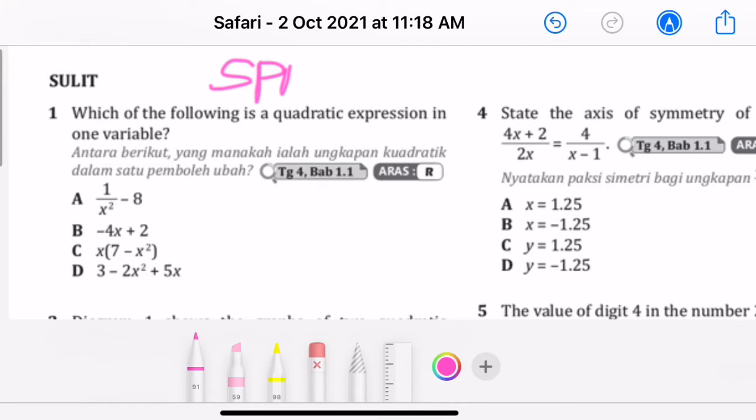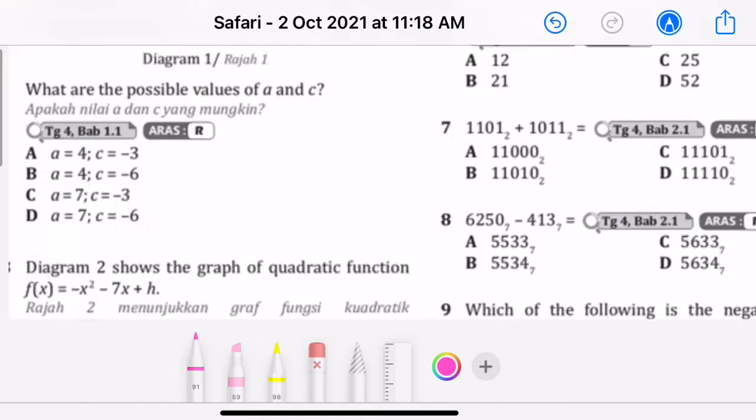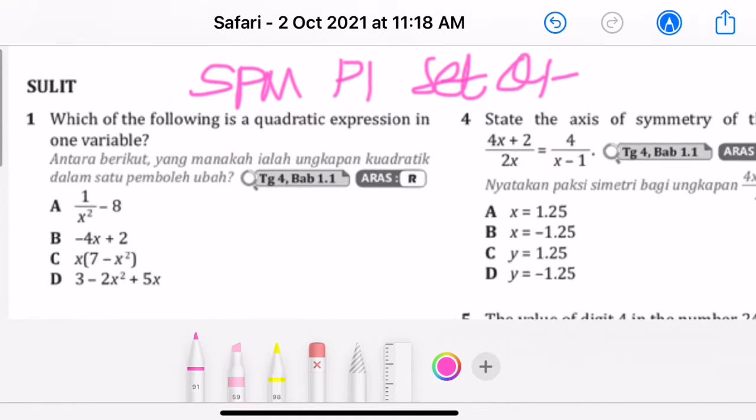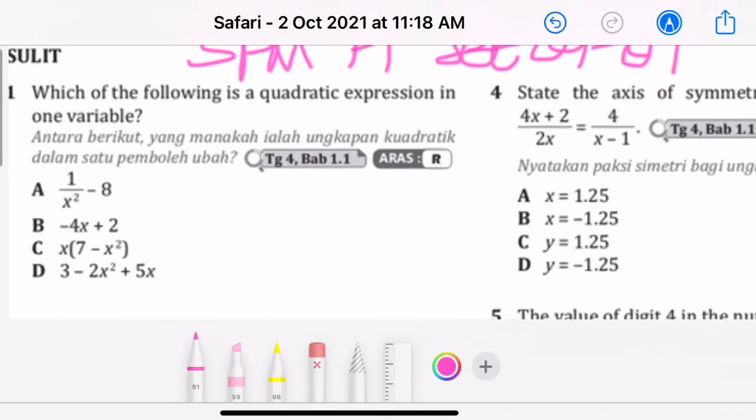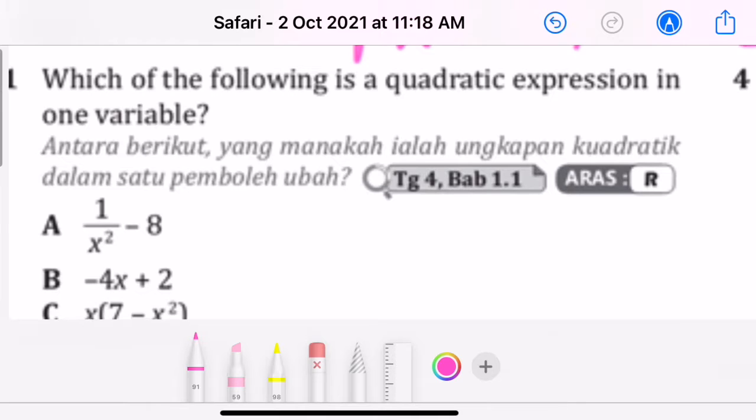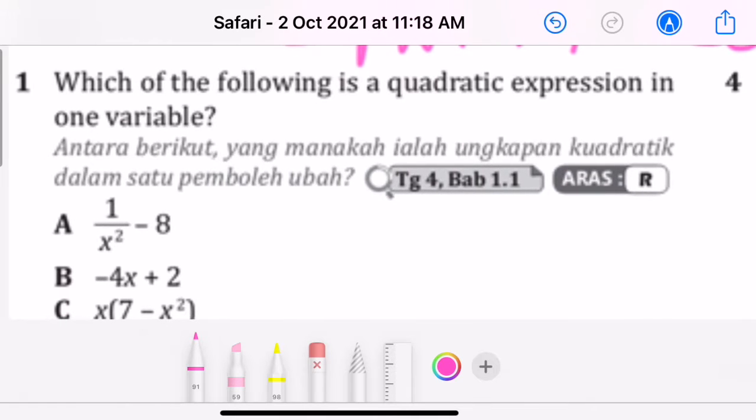Today I'm going to discuss SPM Mathematics Paper 1, question 1 to question 9. This is a new format of the SPM exam. So for Paper 1, let's go through which of the following is a quadratic expression.